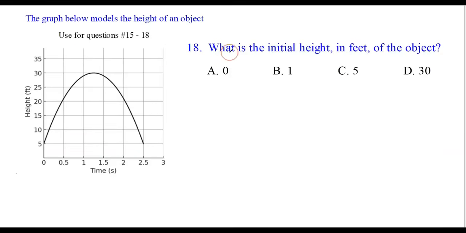Question 18. What is the initial height in feet of the object? Initial height simply means the starting height or the height at time 0. So my answer choices have to be these numbers over here. What do you think the starting height of the object was? Well, it started right here. In other words, at time 0, the height was 5 feet. So the initial height is right here, 5 feet, which matches up with C.